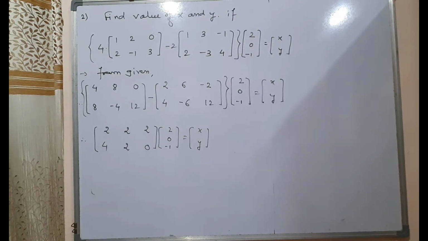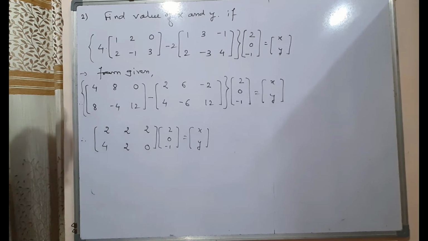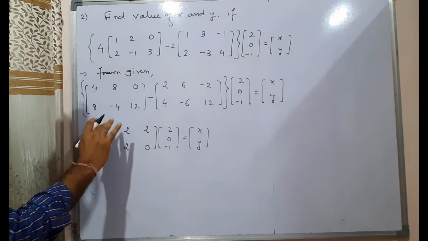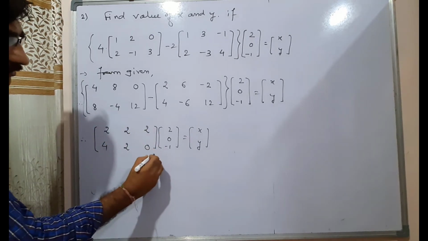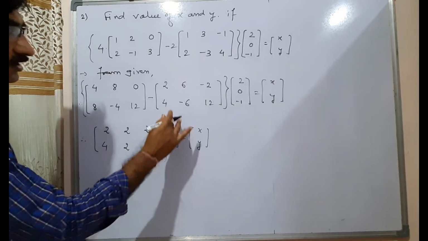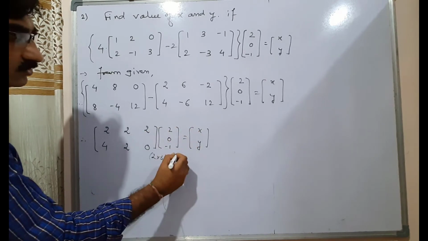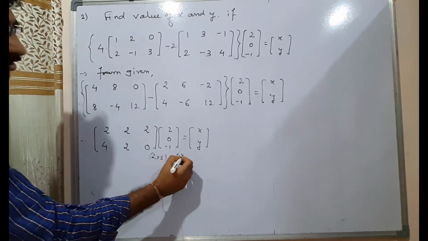Now here, is the multiplication of these two matrices possible or not? How can we check it? First you write down the order of this. How many rows are here? 2 rows. How many columns are there? 3 columns. And here how many rows are there? Look, in this way you see 3 rows, and how many columns?